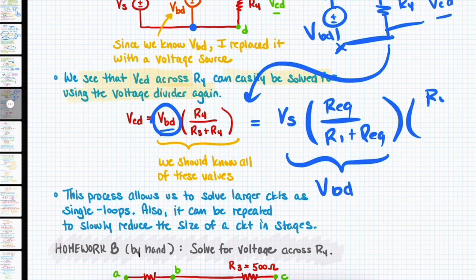Multiply that by R4 over R3 plus R4, and that will give us VCD. So what you see is we used a simplified version of the circuit to determine VBD, and then we used an expanded form of the circuit in order to determine VCD. Now, how do you extrapolate this process to even bigger circuits?